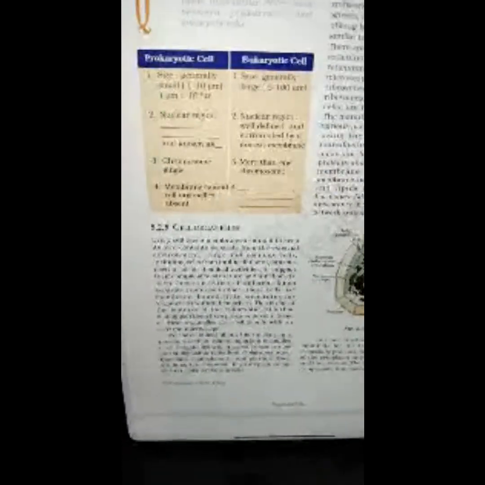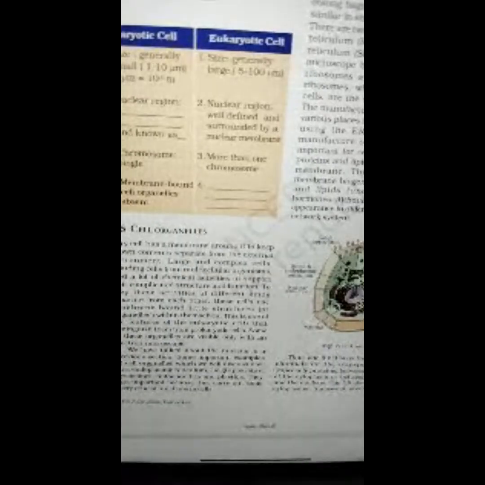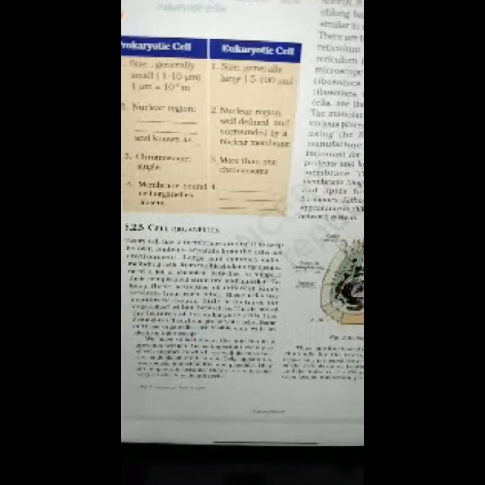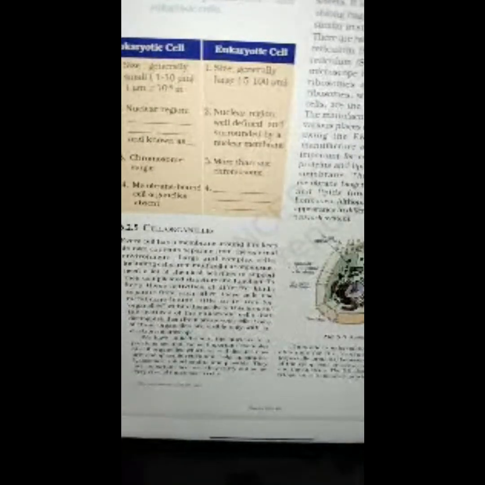Let's come on to the next topic, 5.2.5, cell organelles. Every cell has a membrane around it to keep its own content separate from the external environment. Large and complex cells, including the cells from multicellular organisms, need a lot of chemical activities to support their complicated structure and function. To keep these activities of different kinds separate from each other, these cells use membrane bound little structures or organelles within themselves. This is one of the features of the eukaryotic cell that distinguish them from prokaryotic cells. Some of these organelles are visible only with an electron microscope.